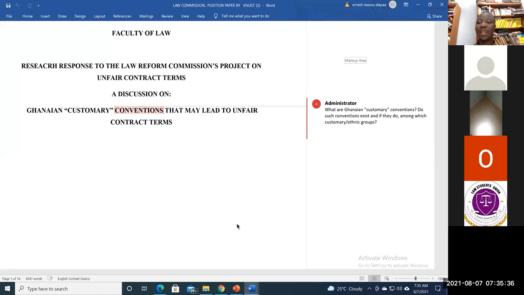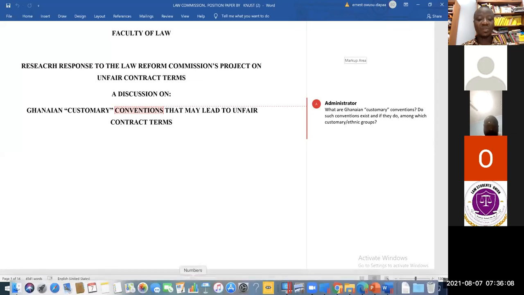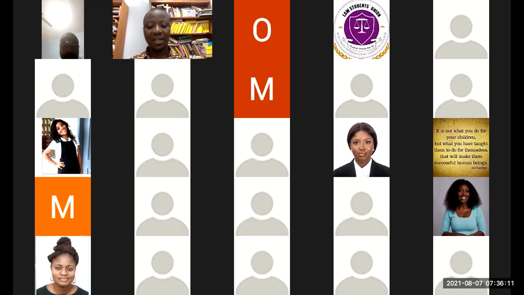Of course, we are very much aware that in some jurisdictions like the UK, they have had the Unfair Contract Terms Act and all that for so many years. Let us quickly revise the common law, and then having revised the common law, we will look at the raw document by the Law Reform Commission in order to stimulate some thoughts around the subject. Let me stop and share my screen again.